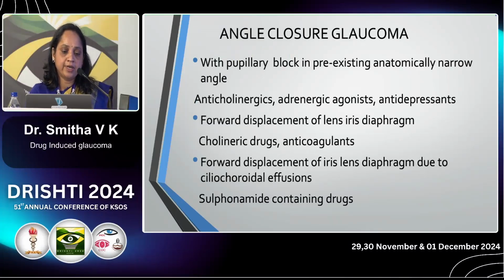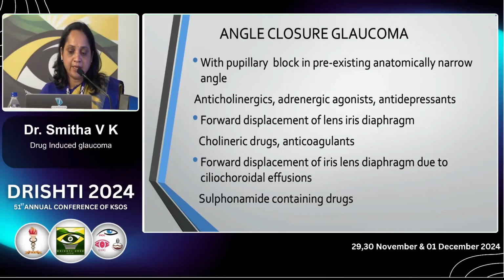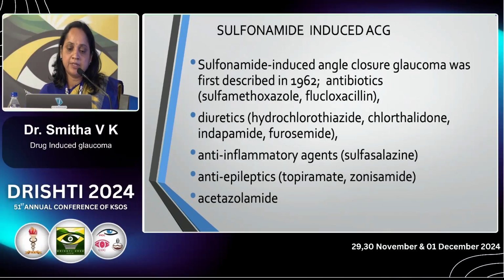Angle closure glaucoma can be pupillary block glaucoma in a pre-existing anatomically narrow angle, like with anti-cholinergics, adrenergic agonists, antidepressants, etc., or with the forward displacement of the lens iris diaphragm, as in cholinergic drugs and anticoagulants, or forward displacement of the iris lens diaphragm due to ciliochoroidal effusions, like with sulfonamide drugs. Sulfonamide-induced angle closure glaucoma is seen in antibiotics like sulfamethoxazole, diuretics like hydrochlorothiazide, anti-epileptics like topiramate, and acetazolamide.